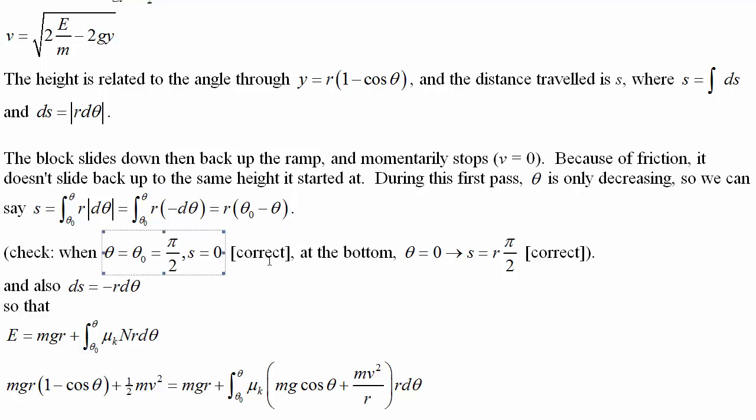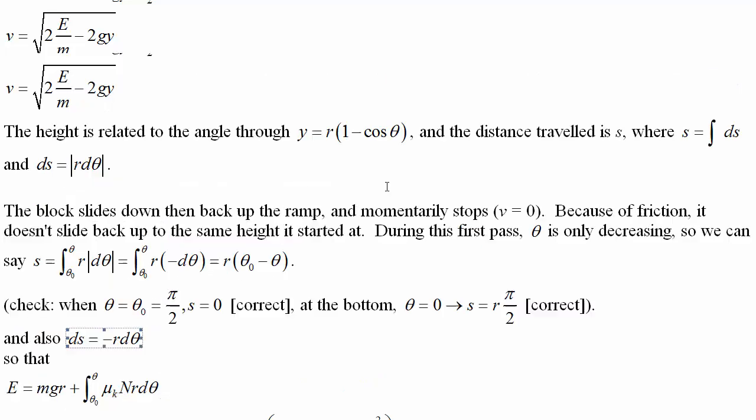Let's give a shot to checking this. When theta is equal to its initial point, we get 0. That works. At the bottom, when theta equals 0, we get s is equal to r times the initial angle, pi by 2. Yep, that's a quarter of a circle, so that worked. Okay, so our expression is good. s is r times theta naught minus theta.